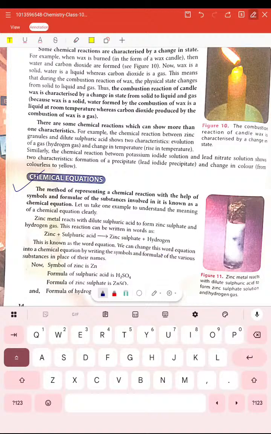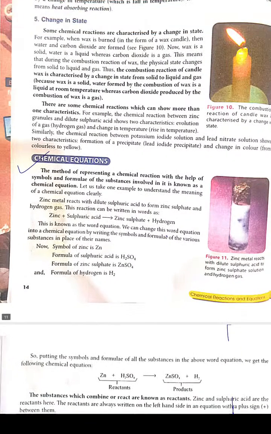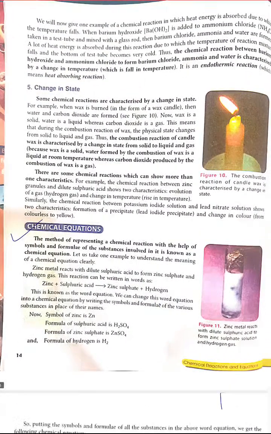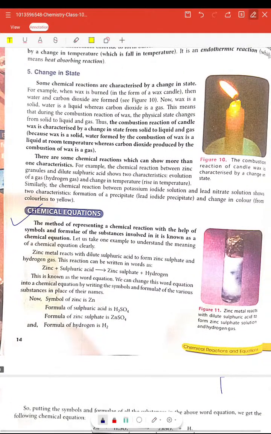So we are going to start a new topic from the chapter Chemical Equation. This is the next topic from the chapter: chemical reaction and chemical equation. What is a chemical equation? The method of representing a chemical reaction with the help of symbols and formulas is known as a chemical equation.